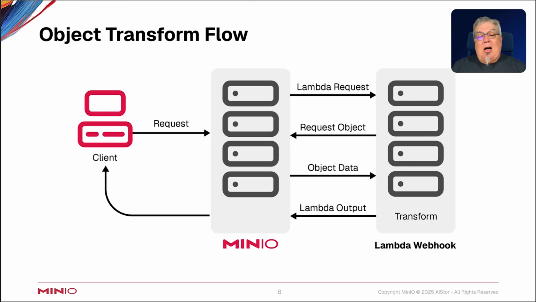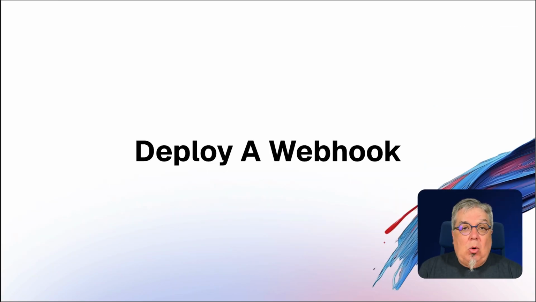So here's a diagram of how all of this is going to work. When our client makes a request to our MinIO cluster, MinIO is going to see that there's a Lambda request in there. We're going to send that off to our transform cluster, the Lambda webhook. The transform cluster is going to request the original object from MinIO, which then sends that original object over to our transform. We're going to make whatever transform changes we need to make and send that output back to MinIO, and then MinIO returns it to the client. So this is a lot of work going on behind the scenes so that our client just has to talk to MinIO. Very handy.